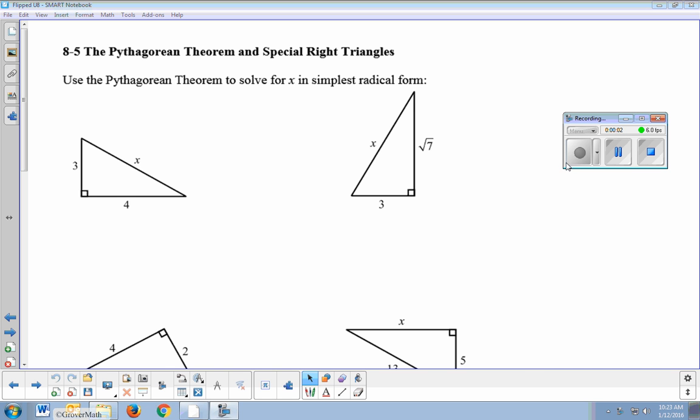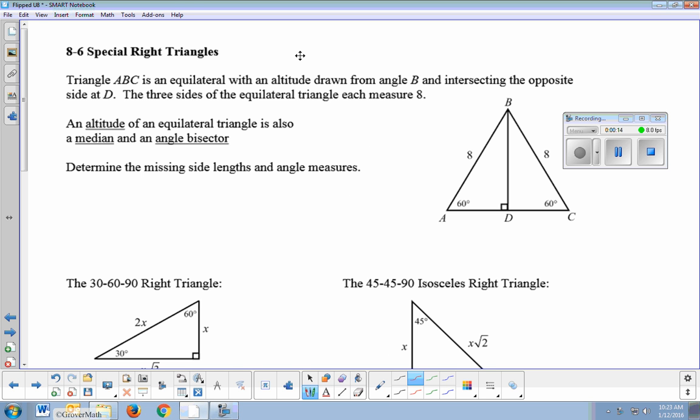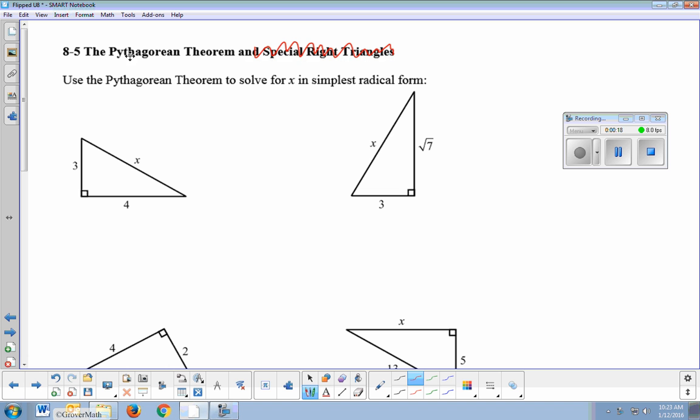Geometry, Unit 8, Section 5, the Pythagorean Theorem. It says up here "and special right triangles," but that is not there anymore. Those two sections used to be combined. We've just recently split them up into two sections. So your next section is going to be special right triangles. This one is really just focused on the Pythagorean Theorem.